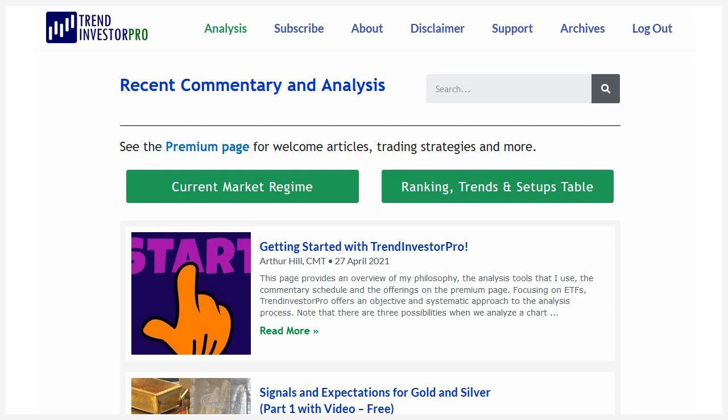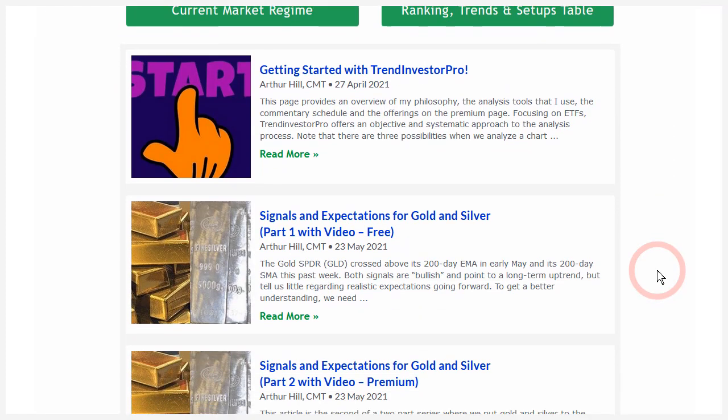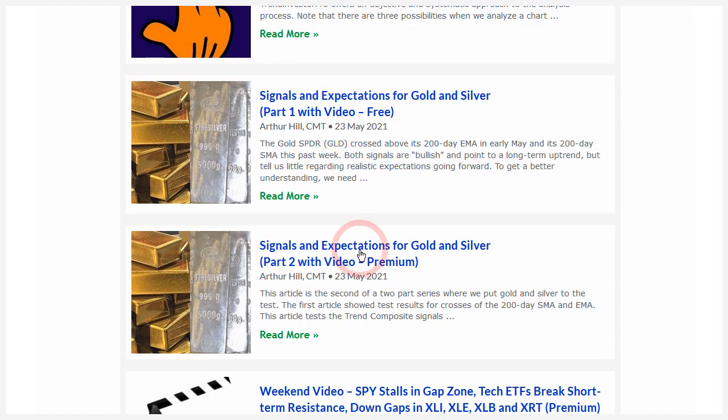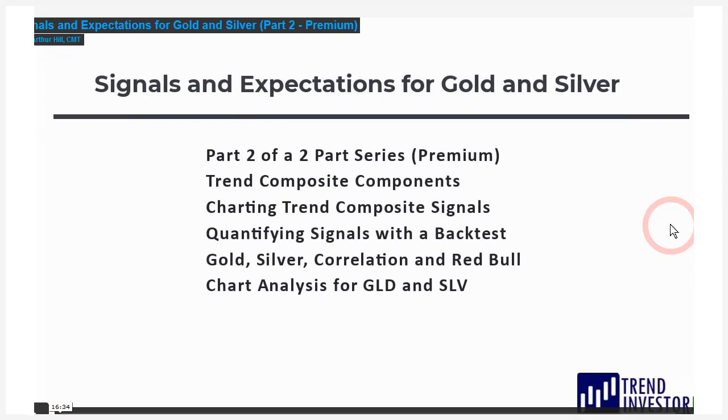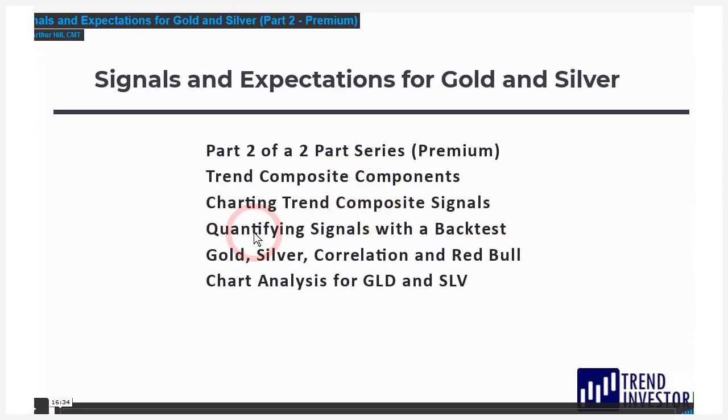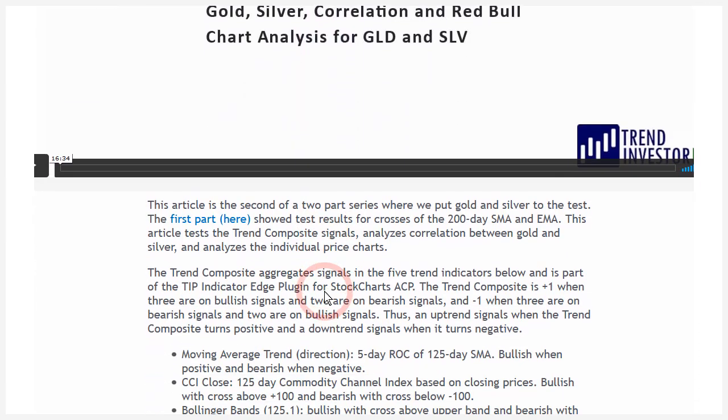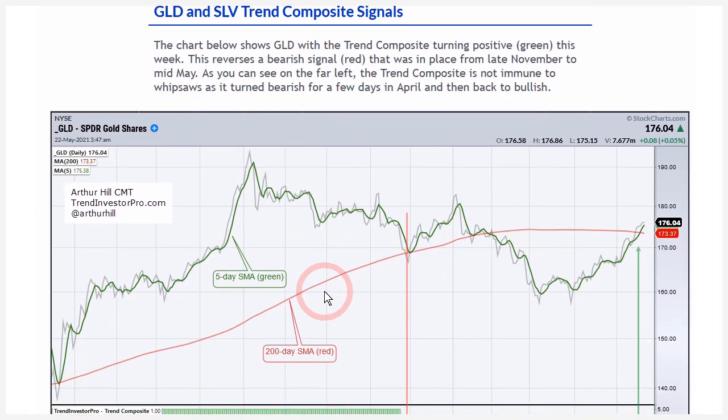So here is the main analysis page at trendinvestorpro.com, and we have a combination of free and paid articles or premium articles for subscribers. And there you can see part 2 on those signals and expectations for gold and silver. And we go into the trend composite indicator, its components, how it's performed in the past, the correlation with gold and silver, do we get any diversification really? And then long-term chart analysis for gold and silver.